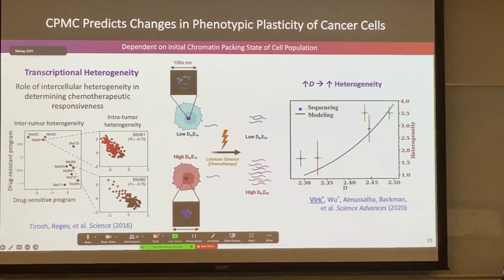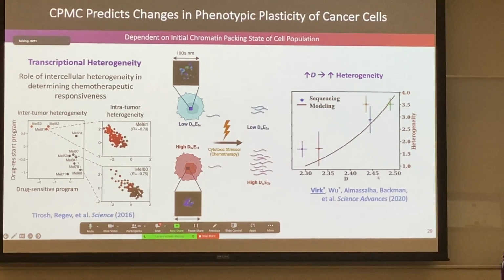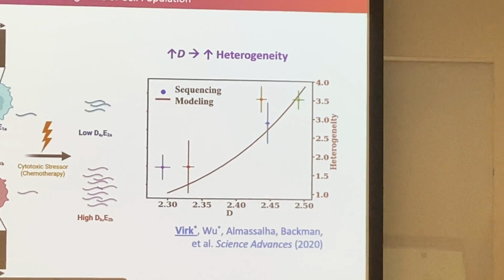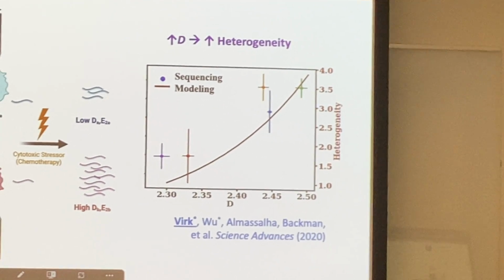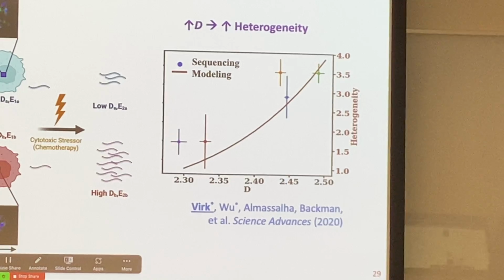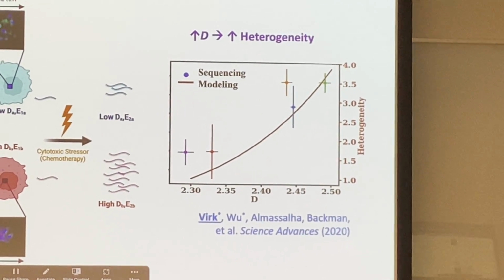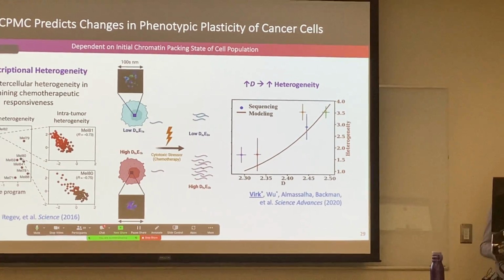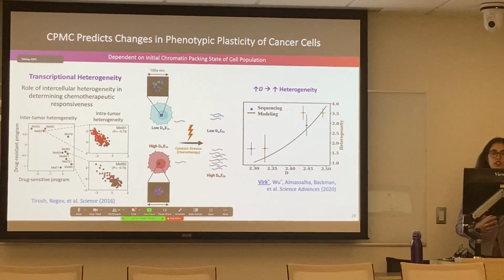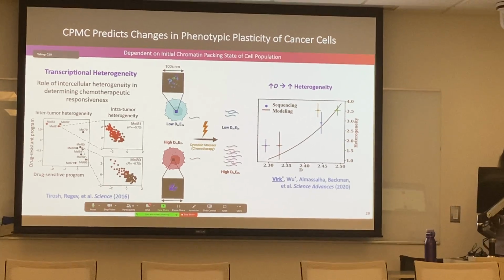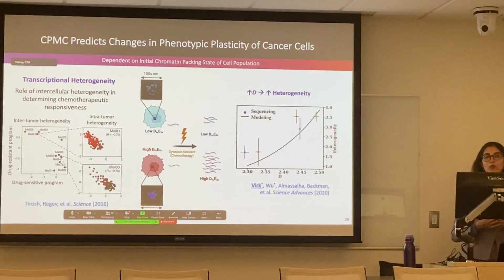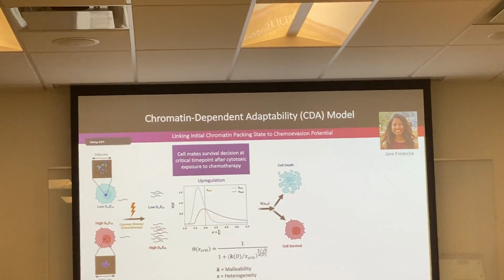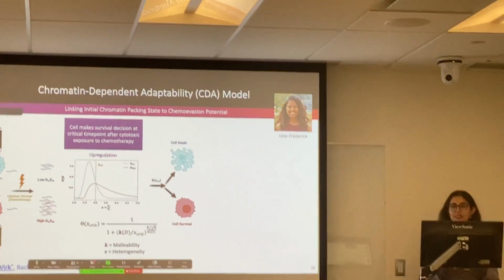On the x-axis, we have the chromatin packing scaling of populations. On the y-axis, we see there's an overall positive correlation between the packing scaling and the heterogeneity in our cell populations. So now that we have been able to draw a relationship between the chromatin packing state of cell populations and their transcriptional responsiveness to chemotherapy, we next wanted to draw the line even further to determine cell phenotype. And this is work that I've done with Jane Frederick.